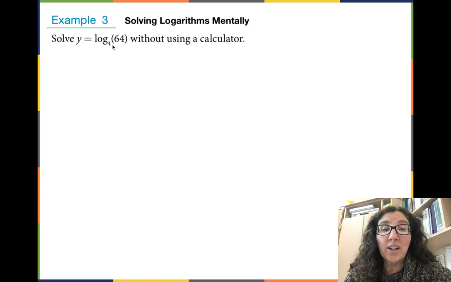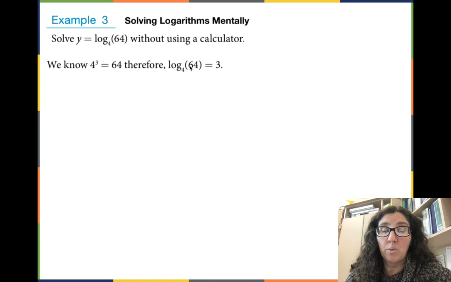All right, so let's try to solve this without a calculator. This is asking a question, right? 4 to what power equals 64? Well, 4 squared is 16. 4 cubed is 64. So 3. 4 to the third power equals 64. So think of this as a question: 4 to what power equals 64?